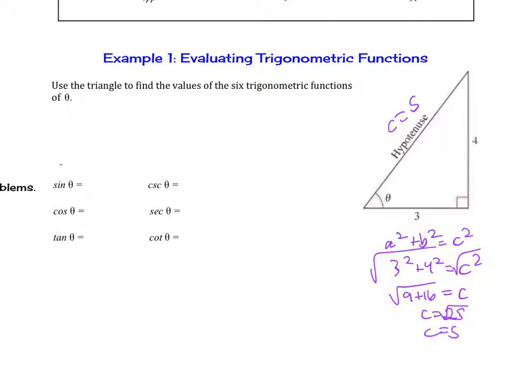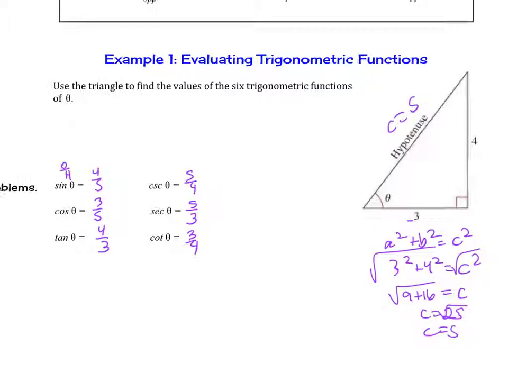So sine is opposite over hypotenuse, so that is 4 over 5. Cosine is adjacent over hypotenuse, so that's 3 over 5. Tangent is opposite over adjacent, which is 4 over 3. Then we just know the cosecant is a reciprocal of sine, so it's 5 over 4. Secant is a reciprocal, so it's 5 over 3. And cotangent is 3 over 4.